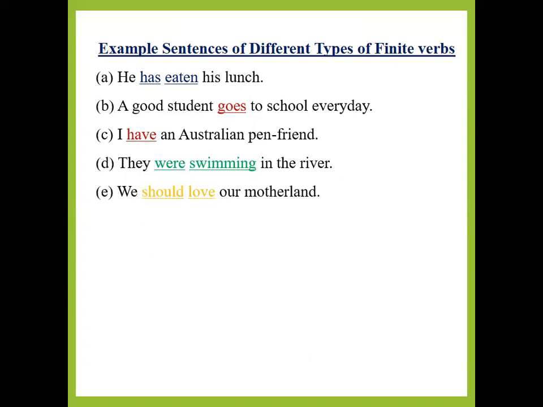E, we should love our motherland. Here, should is a modal auxiliary verb and love is the principal verb. F, Sakib is a good cricketer. In this sentence, is used as a principal or main verb.